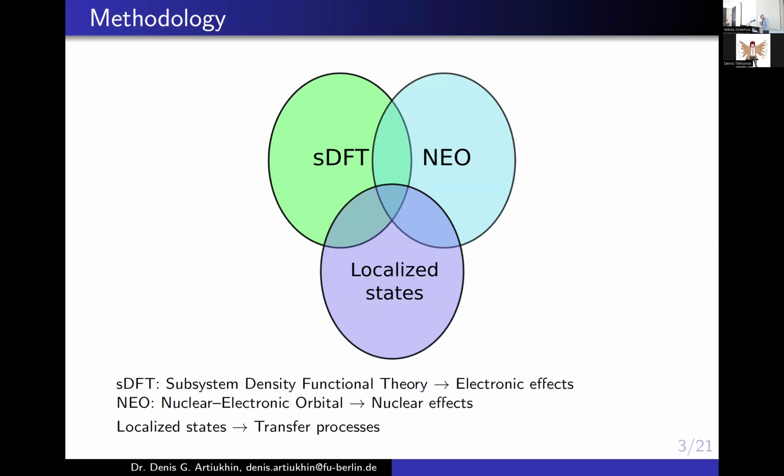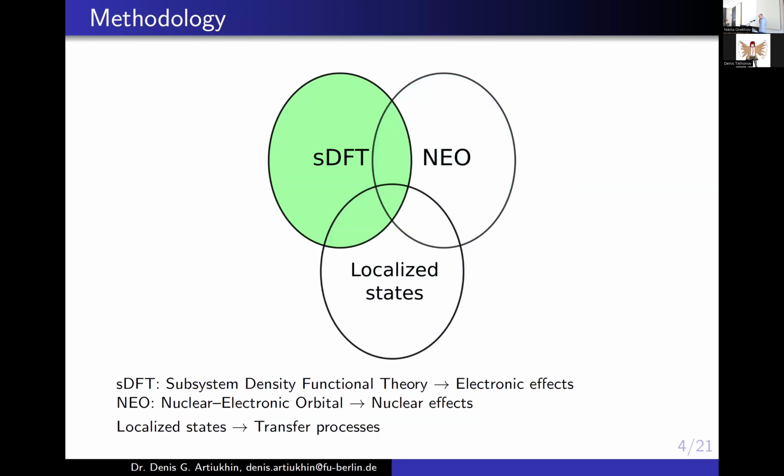So my belief is that it's possible to do that if we create a combined theory from these three blocks. I essentially would like to use subsystem density functional theory to treat large molecular systems. I would like to use a technique of constructing quasi-diabatic states or localized states to compute coupling elements between such states. And then I would like to also use this NEO framework, or nuclear electronic orbital approach, to treat quantum effects of a few selected nuclei, or protons in my case.